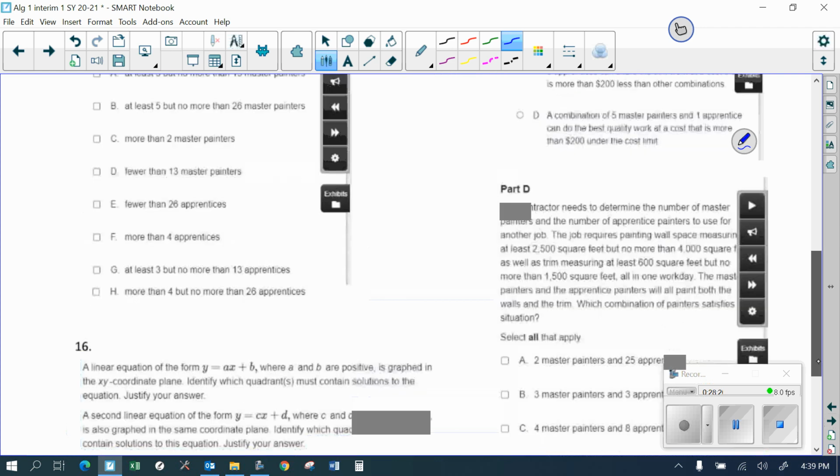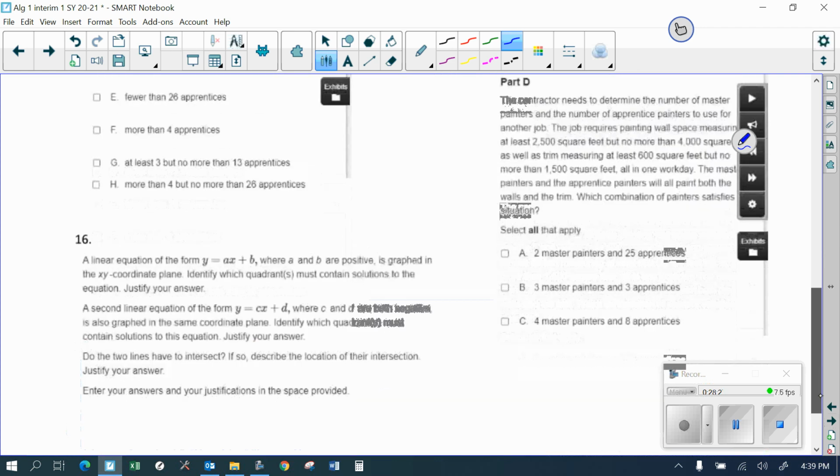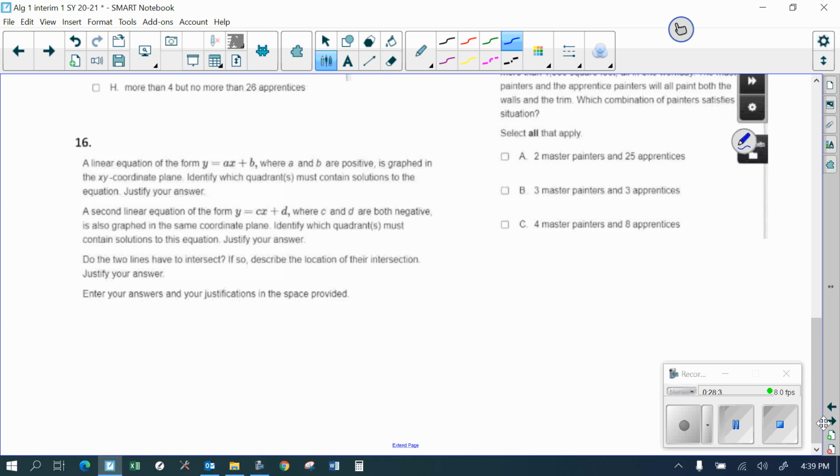Okay, this is the one that has all the parts. Let's do 16 first, and then we'll come back to 15. When you see parts A, B, C, D, I would do that one last, always. Do the others first. So the linear equation is this, where A and B are positive. Identify which quadrants must contain the solutions to the equation.